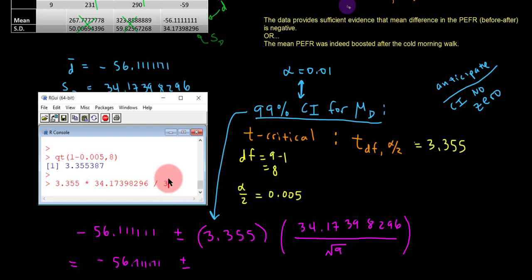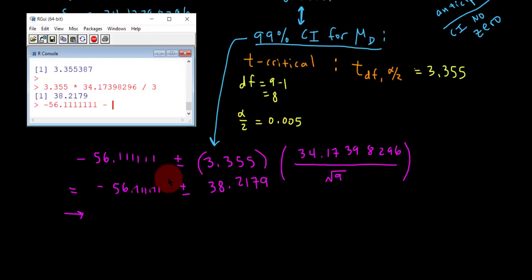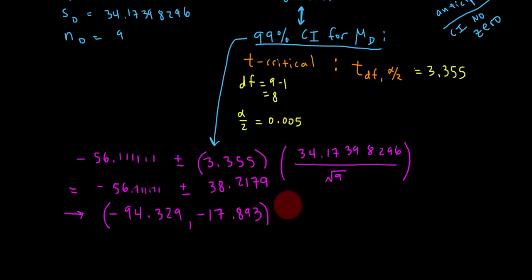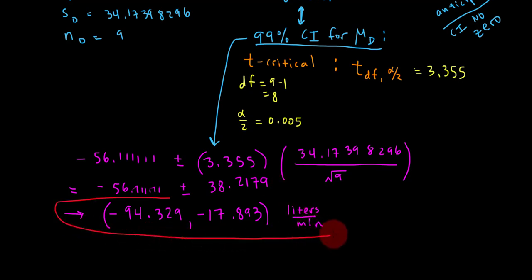And here is our margin of error, about 38.2. Now I will do the operation to compute the lower bound and the upper bound. So I've got a negative 94.3 up to about negative 17.9. And I believe because this was peak expiratory flow rate, this was given in liters per minute. So that is our confidence interval for the mean difference.